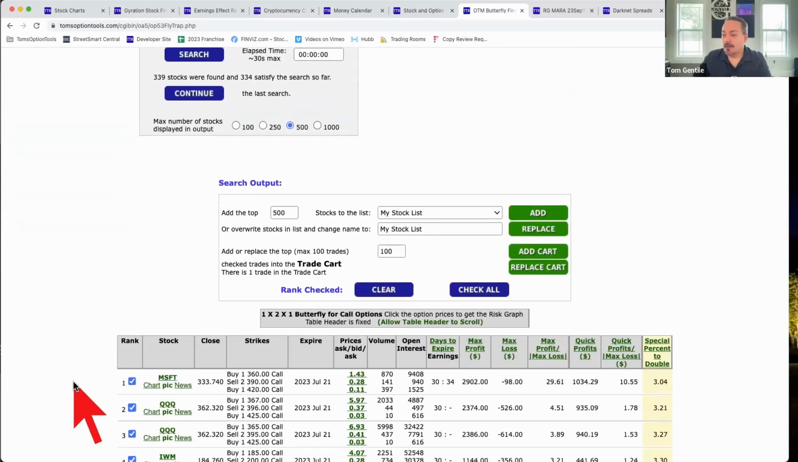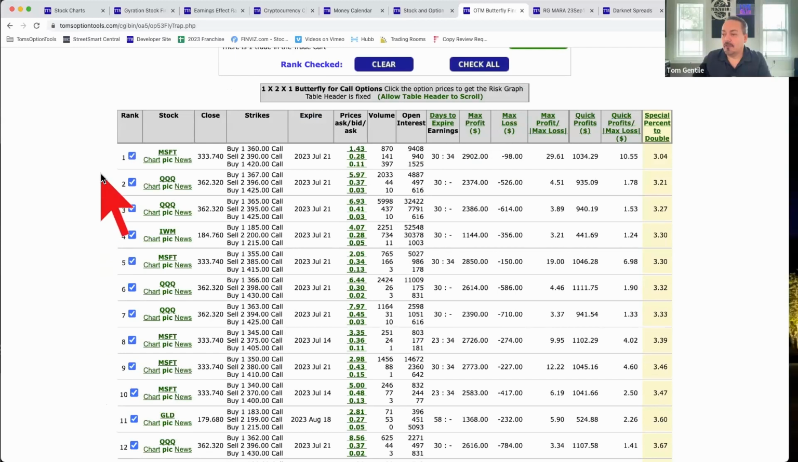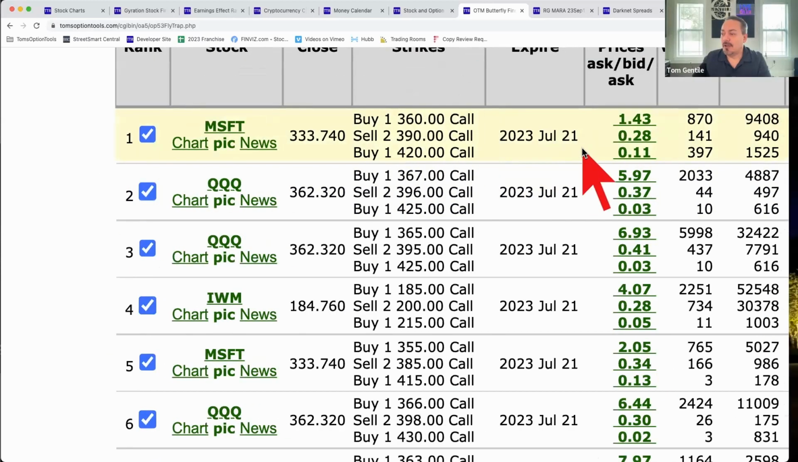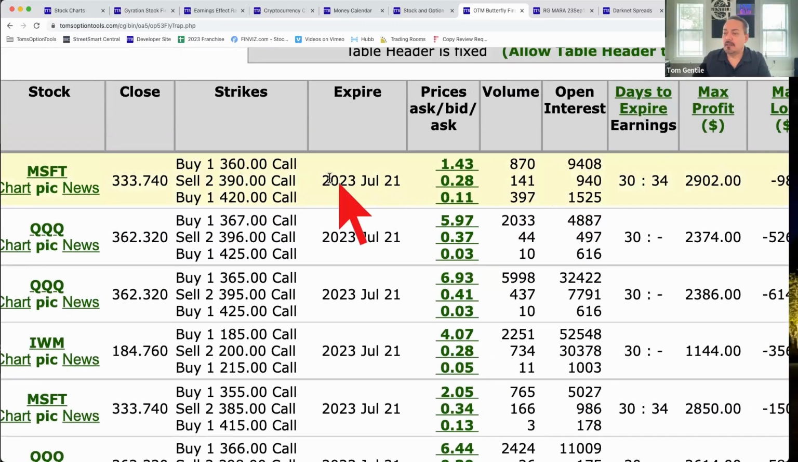So check this out. Here's Microsoft once again, but we're looking at the July 21st options, and we're looking at the 360, 394, 20.